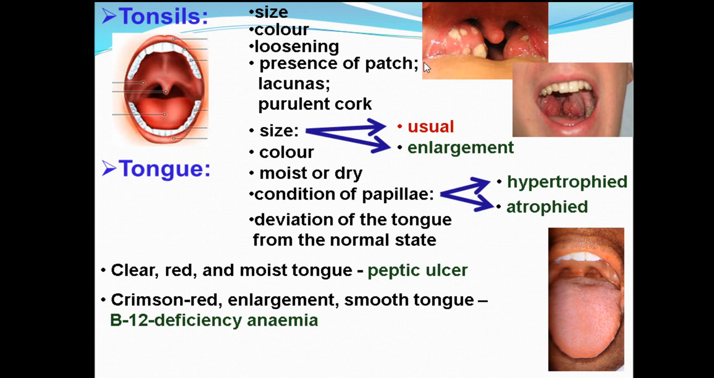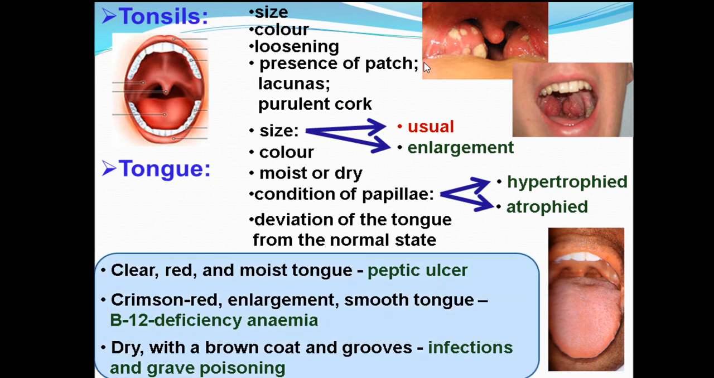Crimson red, large, smooth tongue with atrophic papillae is a result of B12 deficiency anemia. Dry tongue with brown coat or growth is characteristic of some infectious diseases or grape poisoning. We can talk about the tongue for a long time. Now we haven't the time, but we'll come back to some pathological characteristics during the study of some diseases. And you will improve your knowledge all your life if you work as a doctor.